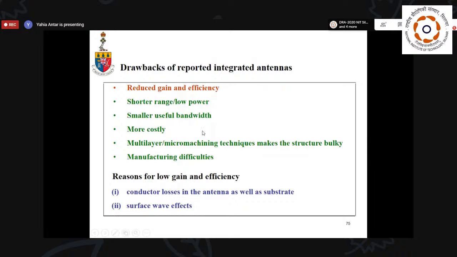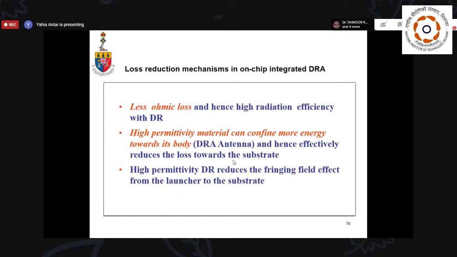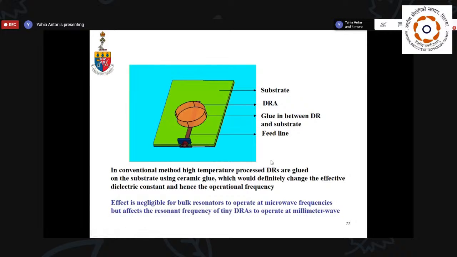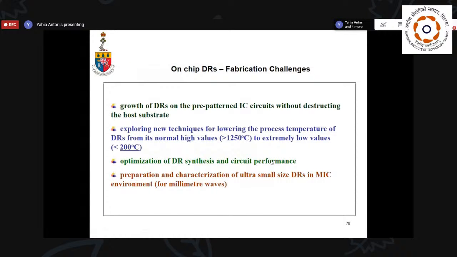these are some of the drawbacks of integrated antennas, as I just said. So what we did was actually use DRA here because it gives you less ohmic loss, as I said, and the high permittivity can make the antenna smaller. So there is a process that this summarizes here.